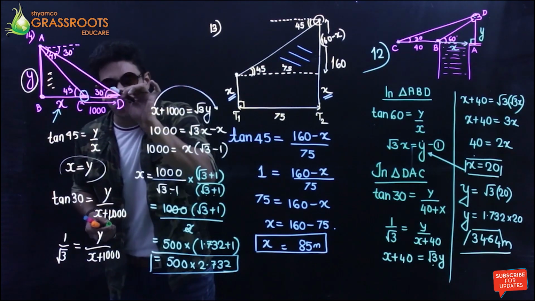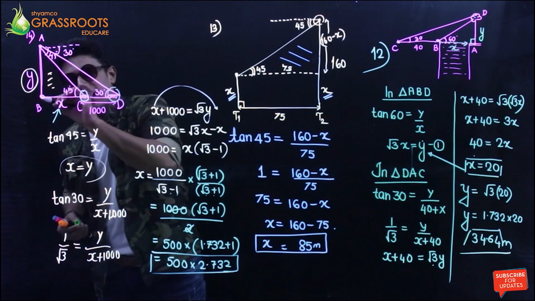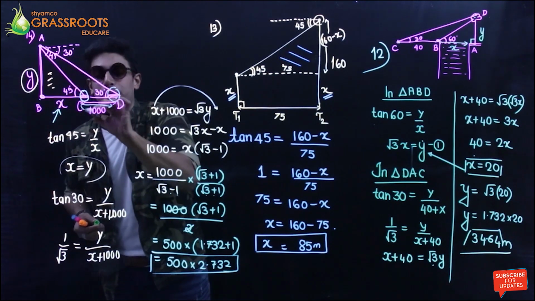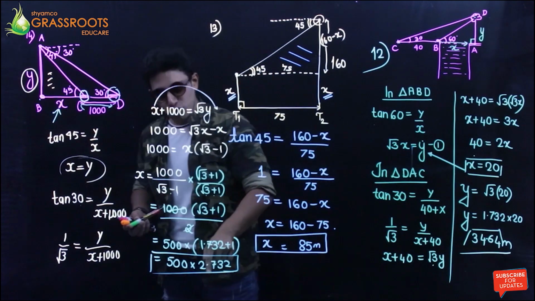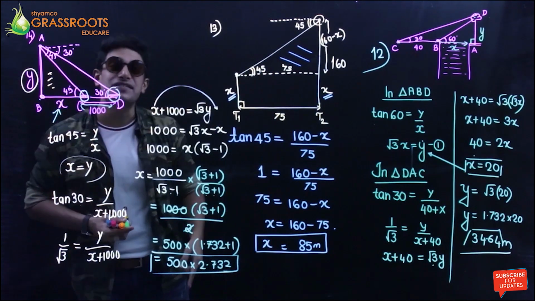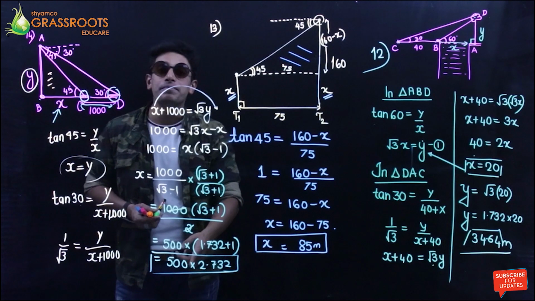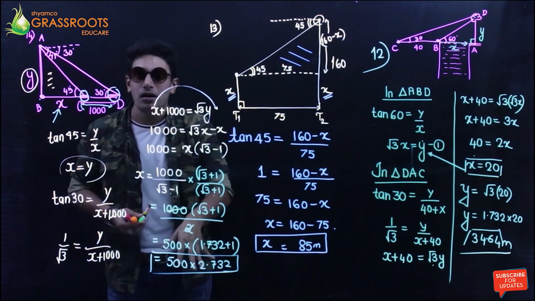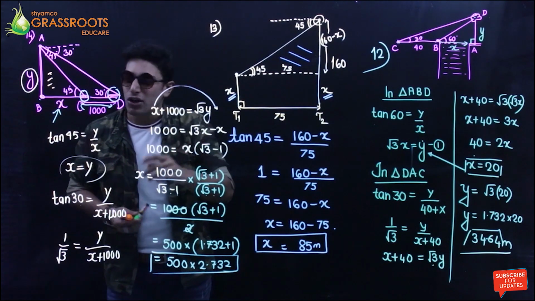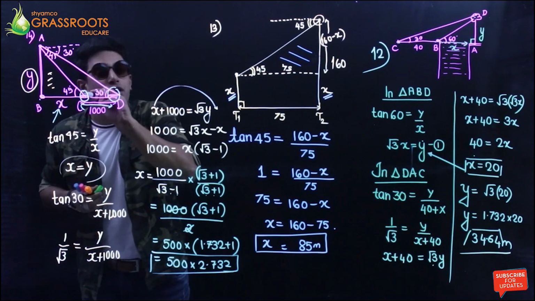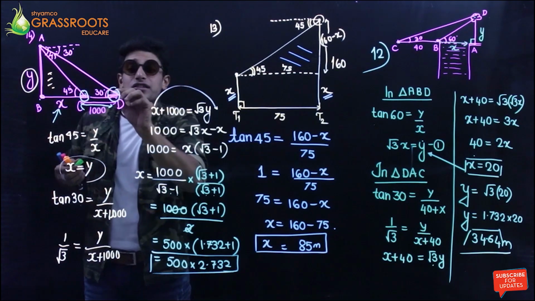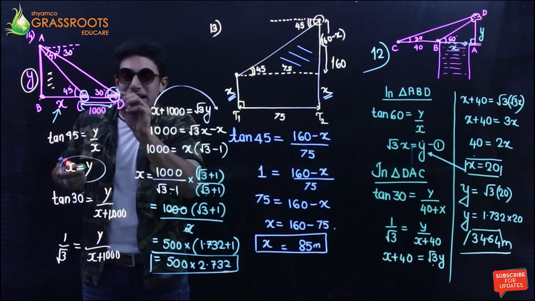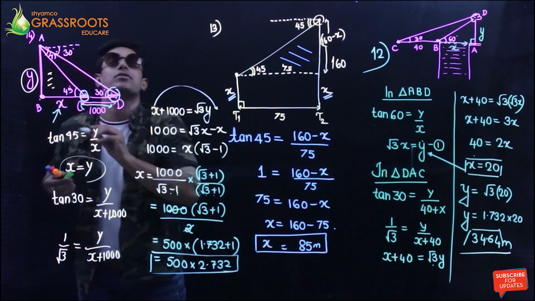To find the distance of this stone from the hill, add 1000 to the previous answer. Listen. When you solve this, you get an answer, right? That answer is the distance of this stone from the hill. If you want to find the distance of this stone, isn't it 1000 plus x?